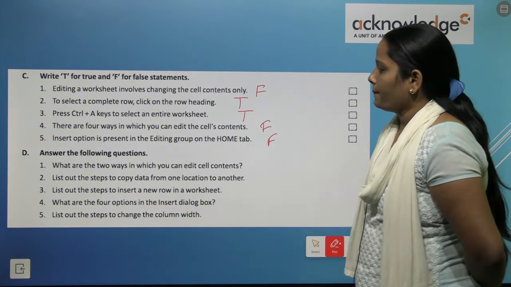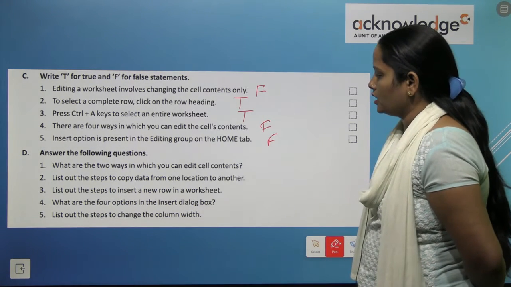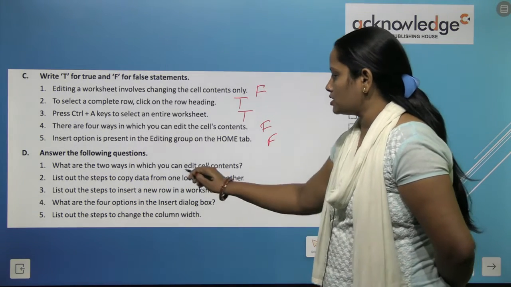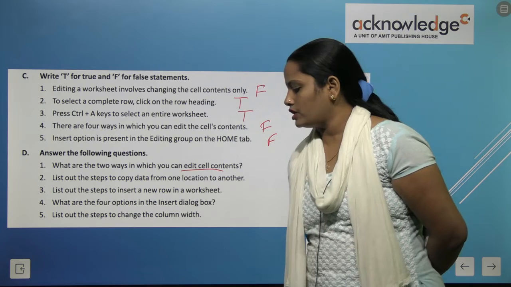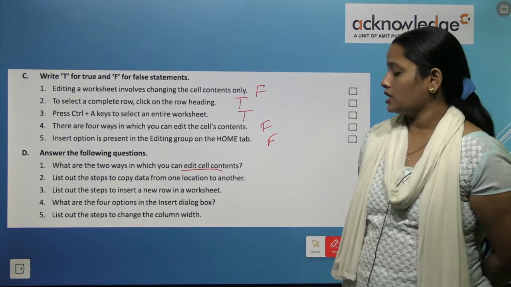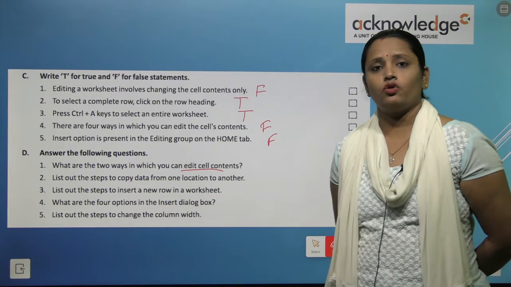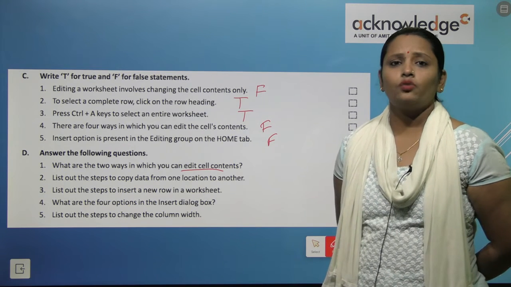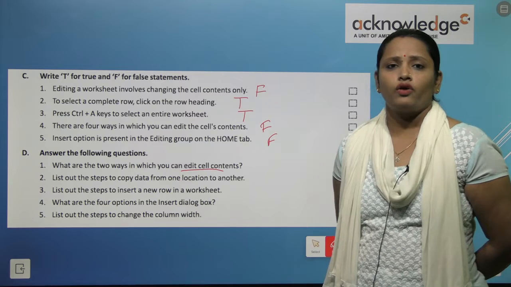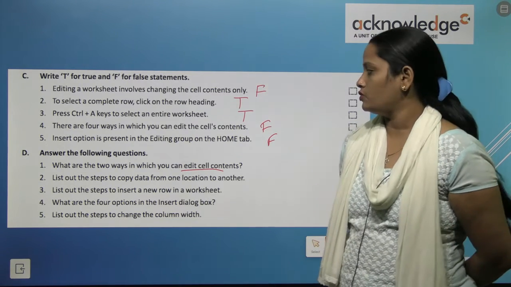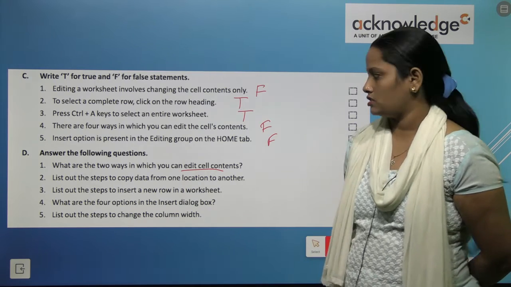Next is, what are the 2 ways in which you can edit cells content? So the 2 ways in which we can edit cells content is, first one is we can overwrite it by using overwriting option, and the second one is by modifying the content partially. These are the 2 ways in which we can edit cells content.